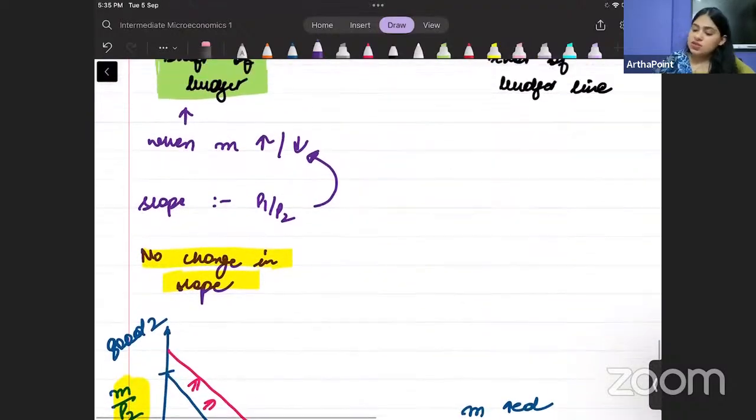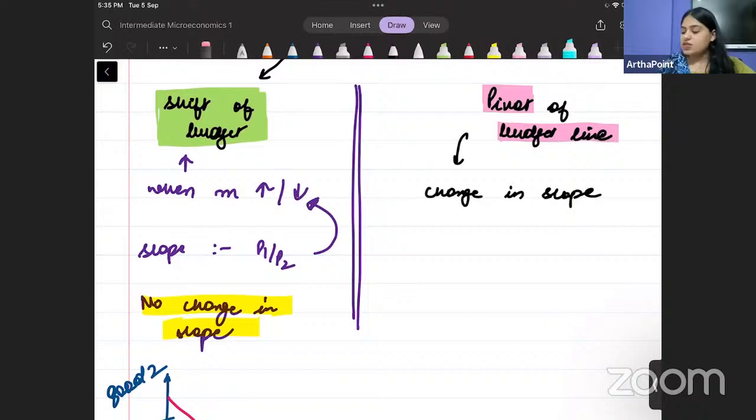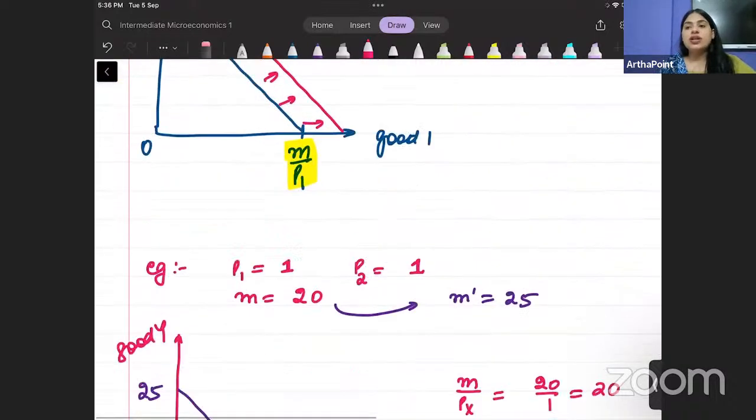But now we want to see what is going to be pivoting of the budget line. When I talk about pivot of the budget line, what I mean is that there is a change in the slope of the budget line. When the slope of the budget line changes, then there will be a pivot of the budget line. Mane, slope kya tha? What did we find the slope as? P1 by P2. So whenever there is a change in prices, that is when the budget line will pivot.